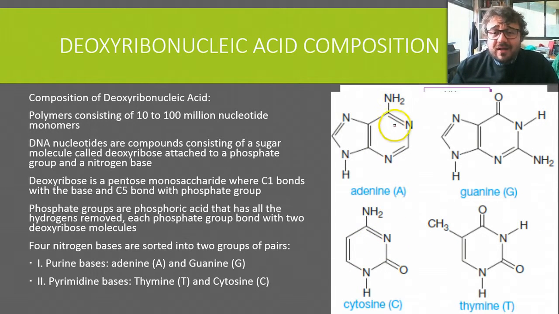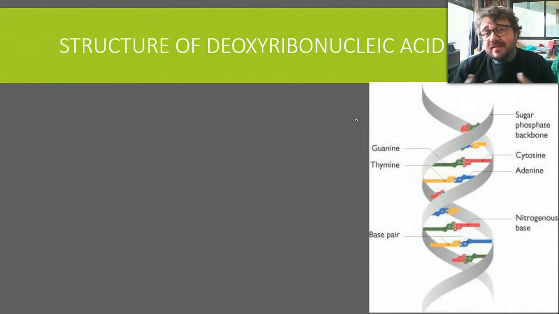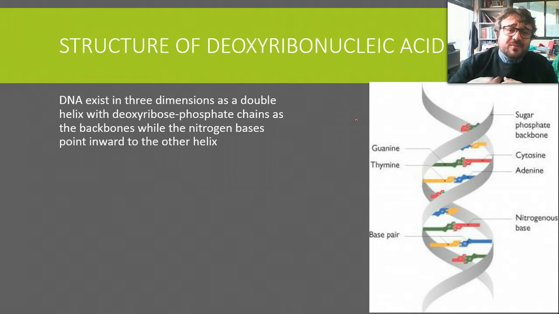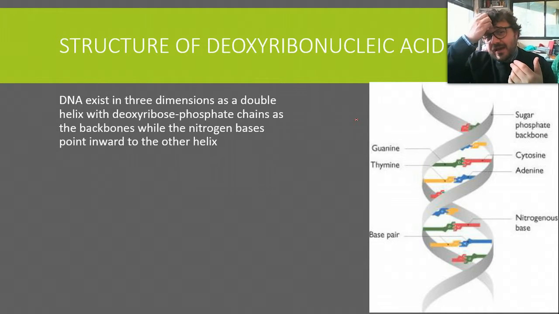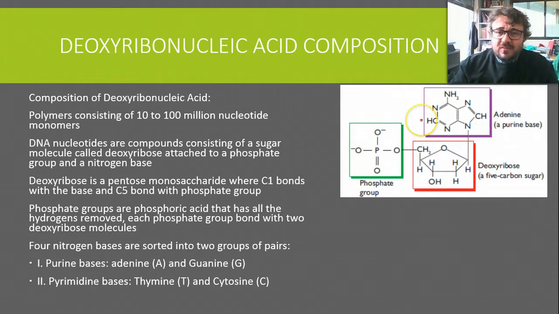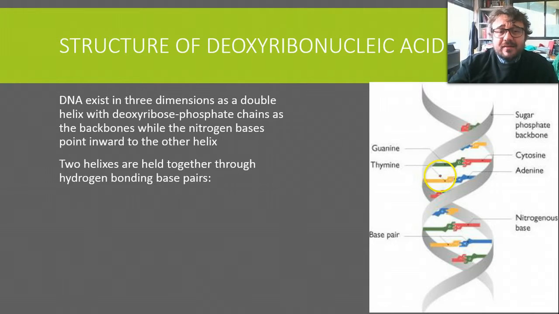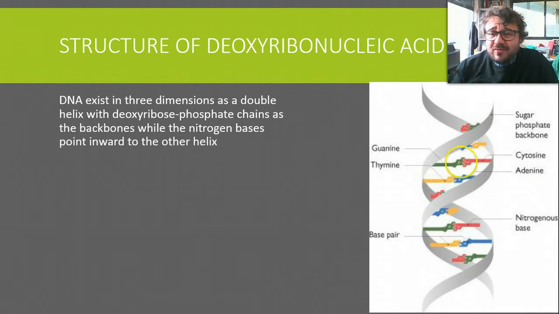And you can see one here is a six-pointed ring, so a hexagonal ring, and this is a hexagonal ring with a pentagonal ring attached to it. And that's the difference. So what about structure? Well, basically, it's a three-dimensional structure, and it has a double helix with deoxyribose phosphate chains. So deoxyribose phosphate, that's what makes up the chain. That makes up the backbone, and the bases point in towards each other and pair up in the center, and that's what gives it the double helix.